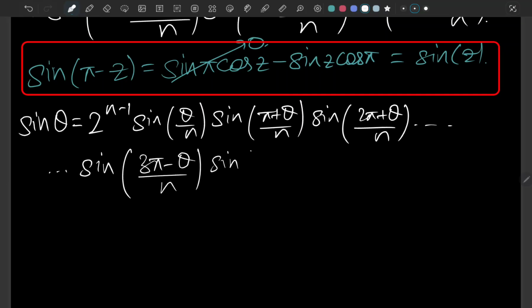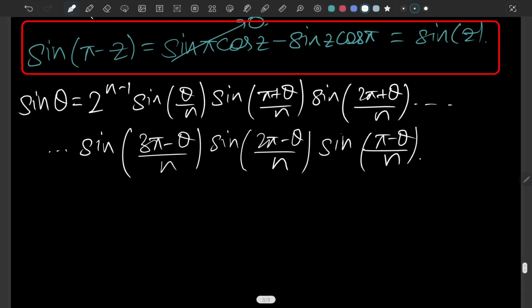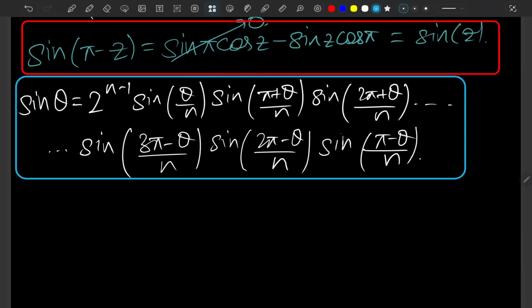The second last can be written as 2 pi minus theta over n, and the last can be written as pi minus theta over n. That's really pretty amazing, because again we just used the things that we proved in one of my videos, and that is why I'm asking you repeatedly to please watch that video, because that's really important.